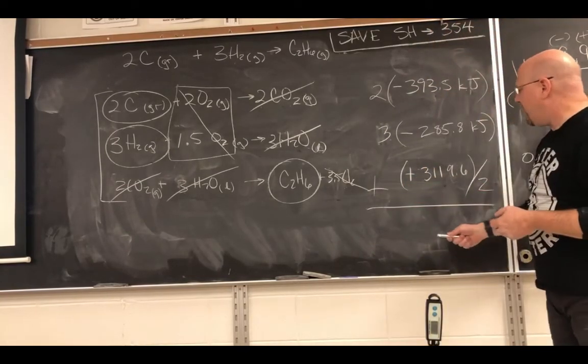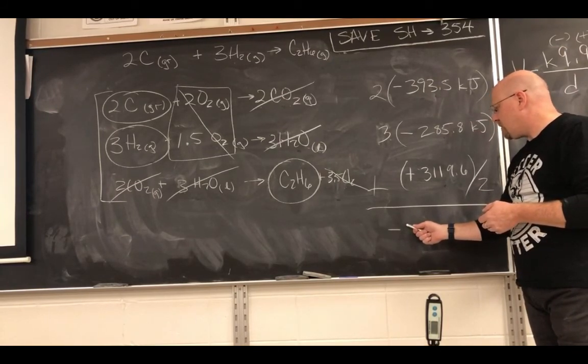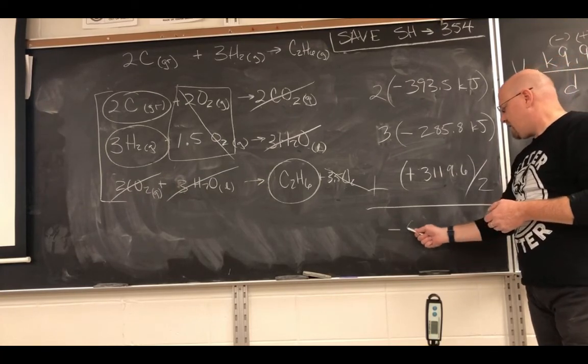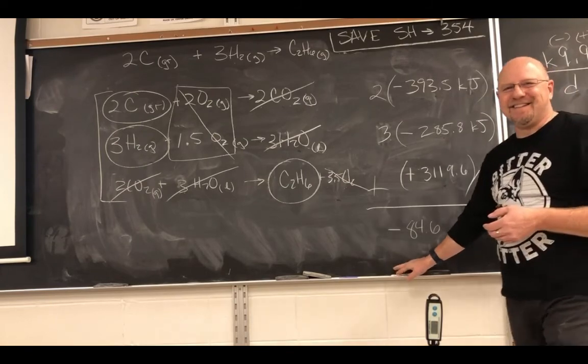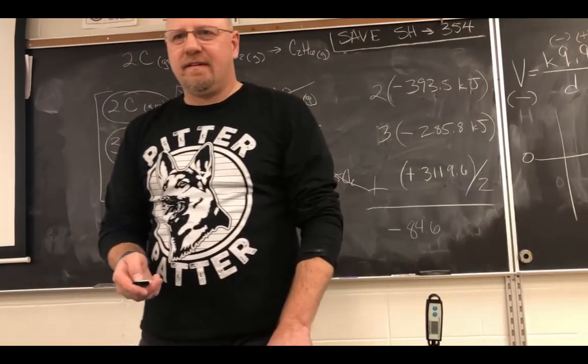What's the answer on this? Negative 7,801.2. Negative 84.6. Yeah, I got that. I think I'm using Dylan's calculator. I think you need a second calculator over there. I think I borrowed it from Dylan.